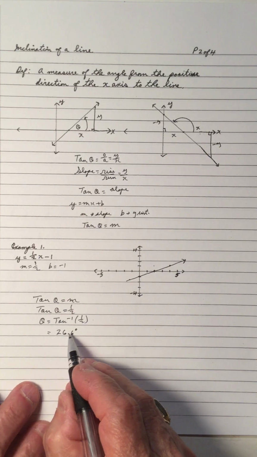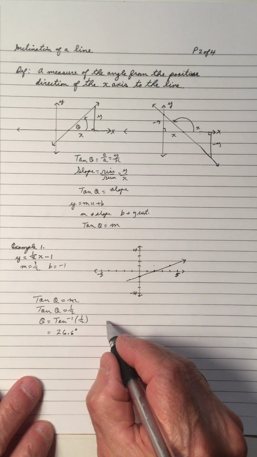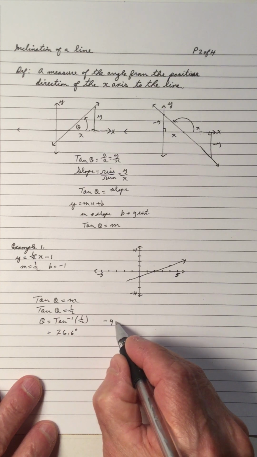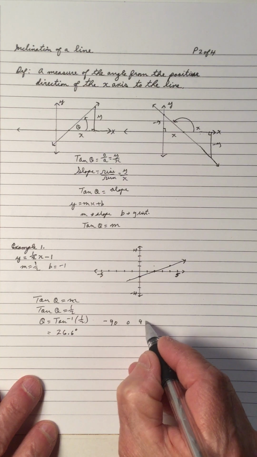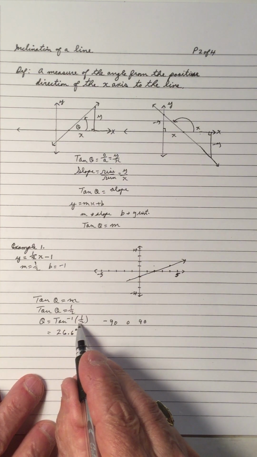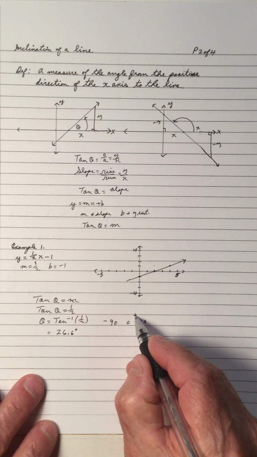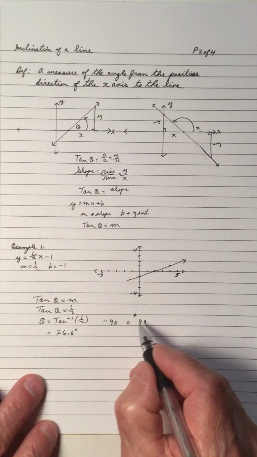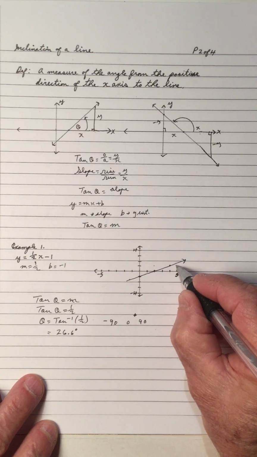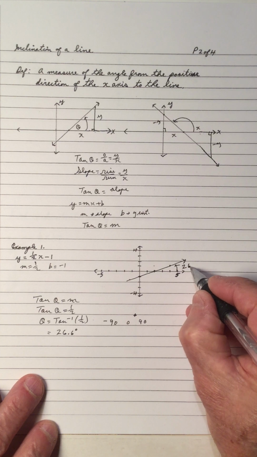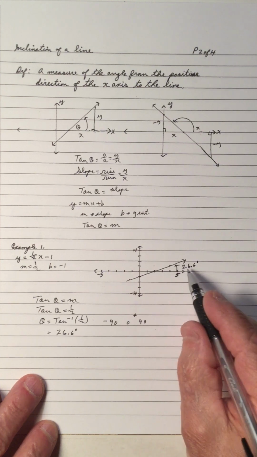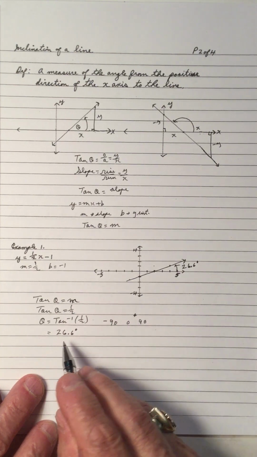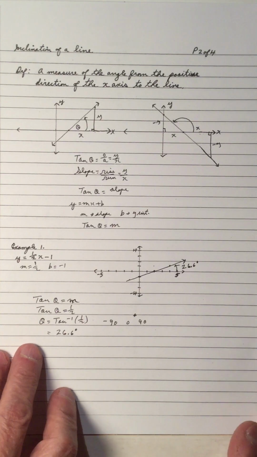Notice that the inverse tan goes from negative 90 to 90. Because this number is positive, the angle is between 0 and 90. So this angle of inclination is right here, 26.6 degrees. A positive slope on the angle of inclination will give you an acute angle. Okay, let's continue.